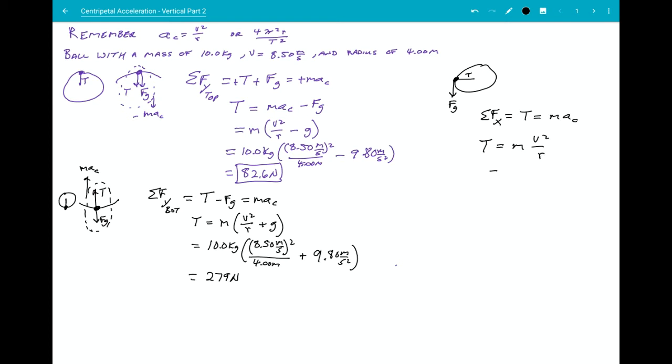And if we plug this in, we're going to have 10 kilograms and 8.50 meters per second squared over the 4 meters. And that's going to give us 181 newtons. 181 newtons.